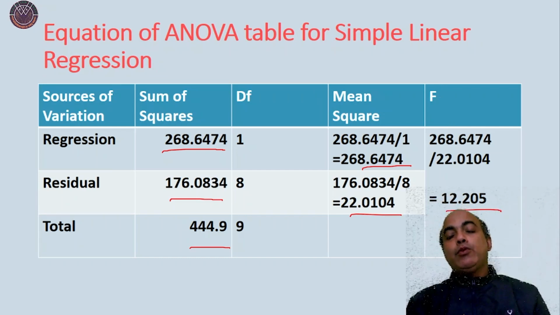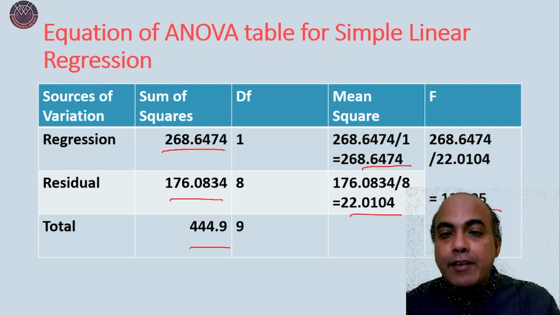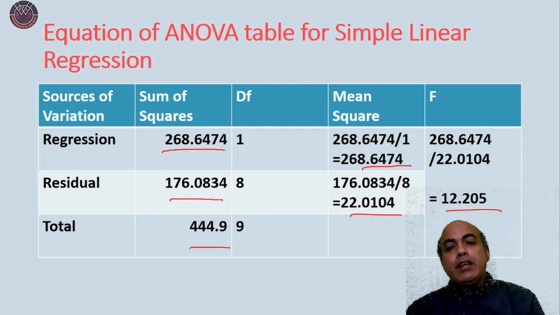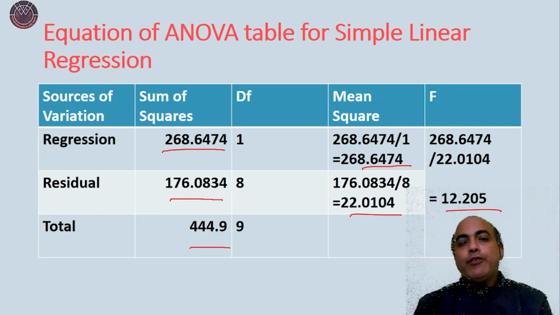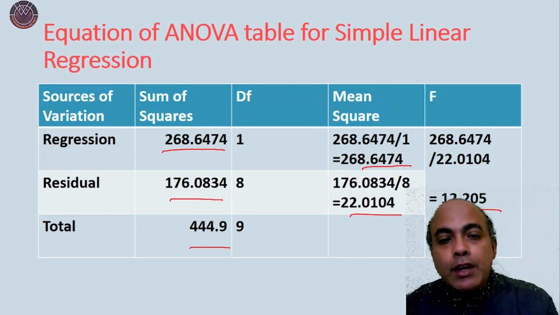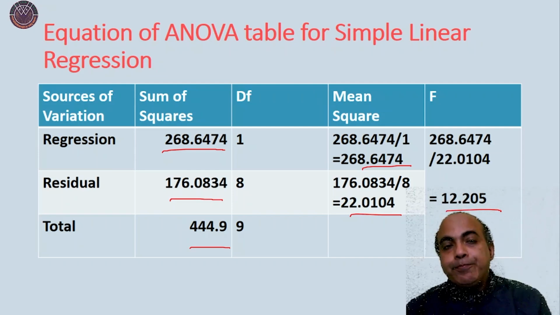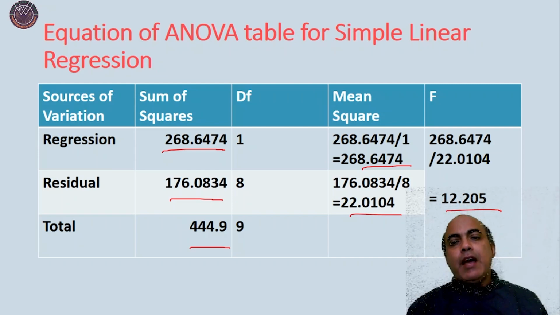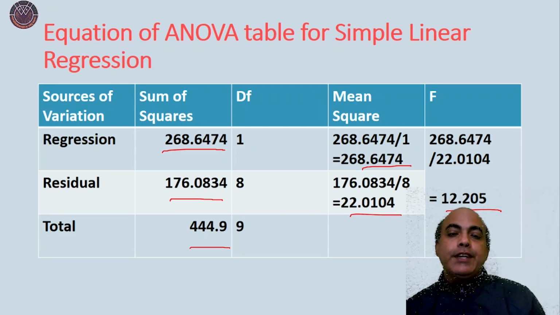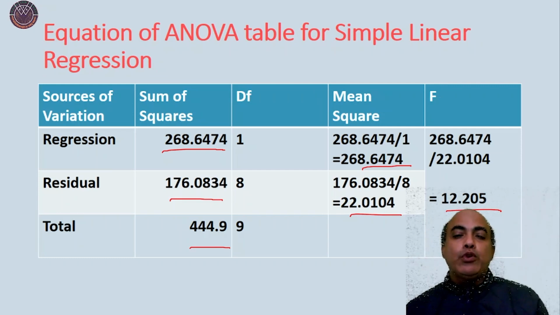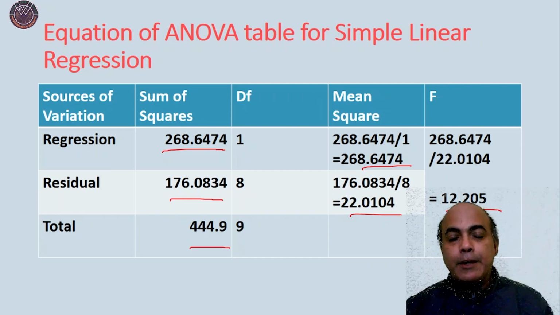So what is the meaning of this F value? If we compare this value with the ANOVA table for 1, 8 degrees of freedom, we will see that the value there is 11.26. So our value is greater than that. We have got 12.205, so our calculated value is significant.